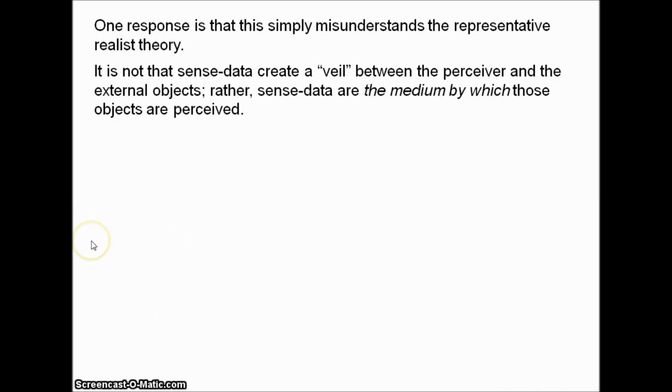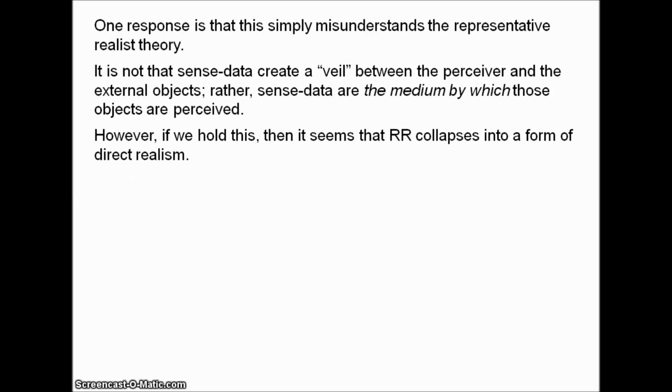Well, one response is to argue that this objection misunderstands the representative realist theory. It's not that the sense data create a veil between the perceiver and external objects. Rather, sense data is simply the medium by which objects are perceived. Now, I don't think this can work. The problem is that if sense data is simply the medium by which objects are perceived, then the theory, it seems to me, collapses into a form of direct realism.